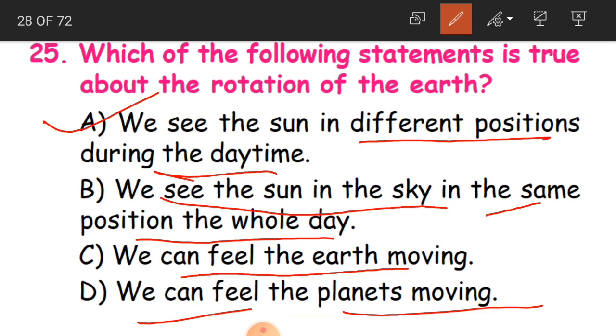So what happens? We see the sun in different positions. Early morning in one position, like 9 to 10 in the morning in one position, again afternoon another position. When the sun rises in the east and sets in the evening, the position changes every 1 or 2 hours. So we see the sun in different positions during the daytime.